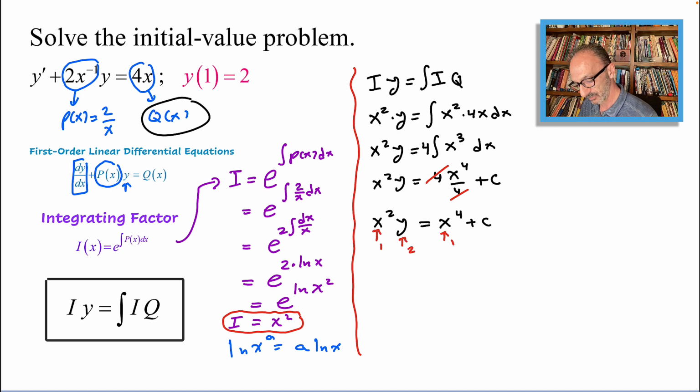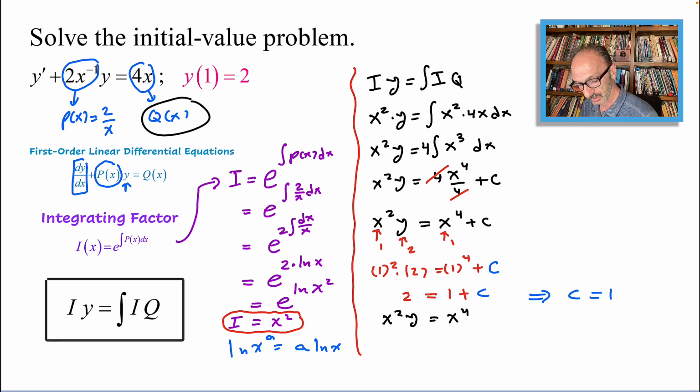So I have 1 to the second times 2 equals 1 to the fourth plus c. That will give me on the left 2 equals 1 plus c, which means c is equal to 1. Back to the problem. We have x to the second, y equals x to the 4 plus 1 for c, and finally we could leave y by itself, sometimes we can't, and write it as x to the 4 plus 1 over x to the second. And that should do it.